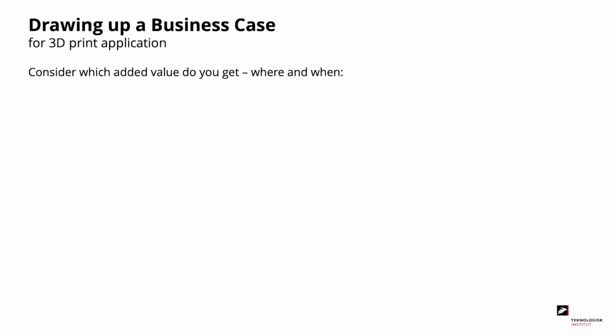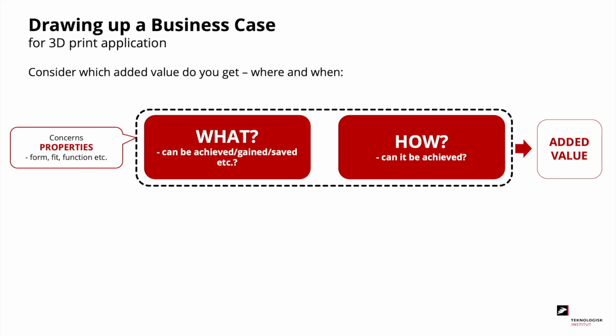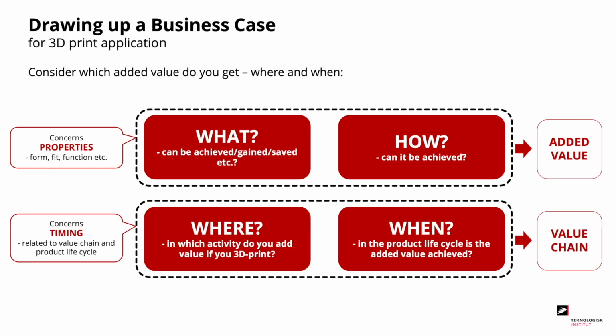If you are going to draw up a business case for 3D print application, you have to consider which added value you get, where and when. So first you have to consider the properties, form, fit, function, etc. What can be achieved, gained, saved, etc., and how it can be achieved. That relates to added value. Secondly, you have the timing, meaning when does this happen? When do you achieve this? That is related to the product life cycle, and that has to do with the value chain.